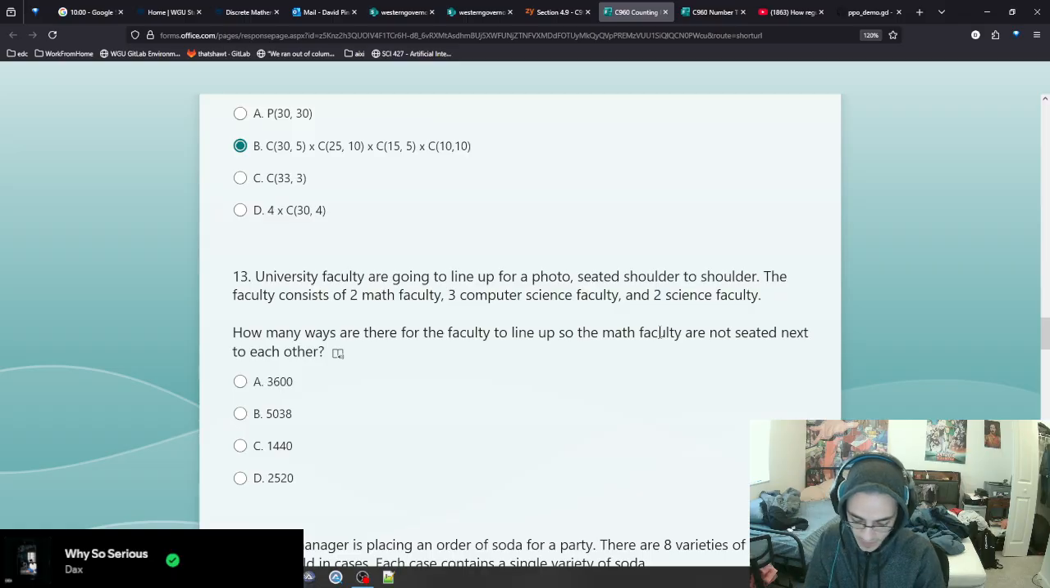Okay. This is the exact opposite of the other one. Because the other one we had 7 seats as well, 2 math faculty. And this time it says they are not supposed to be seated next to each other. And the one I calculated the other time was when they were sitting next to each other. So what is that?